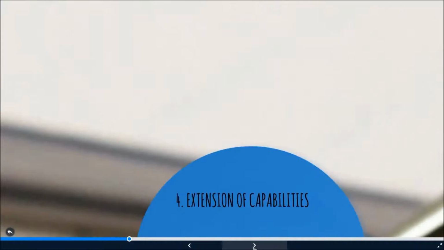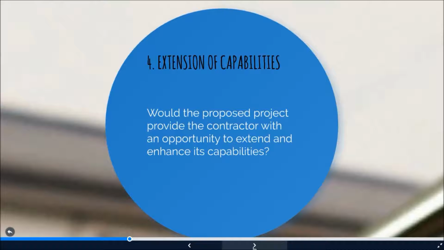Okay, the fourth one is extension of capabilities. Would the proposed project provide the contractor with an opportunity to extend and enhance its capabilities? For example, if a contractor has been providing automated inventory control systems to individual food markets, an RFP to provide an integrated inventory control system for a supermarket chain of 10 stores might provide the contractor with an opportunity to extend its capabilities and also expand its business to a larger customer base.